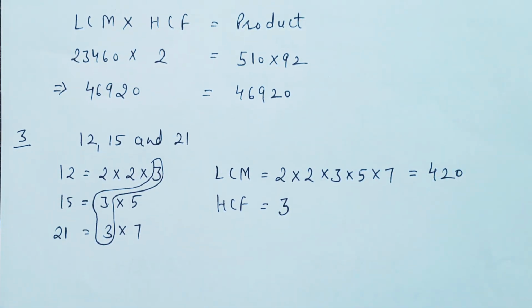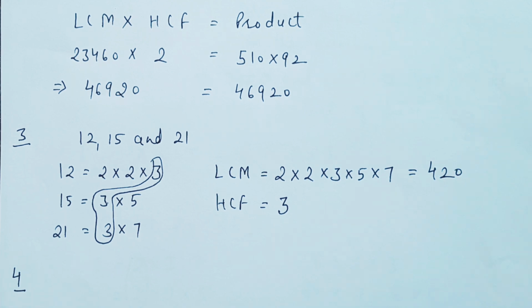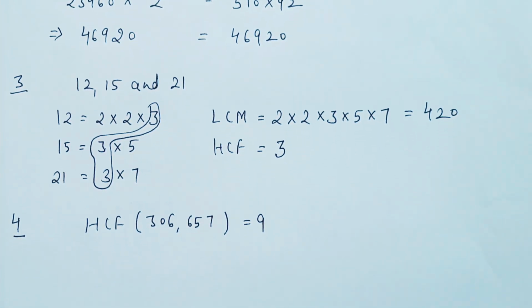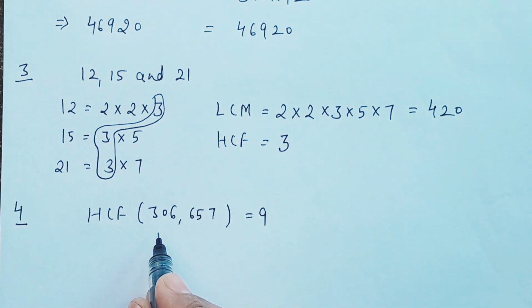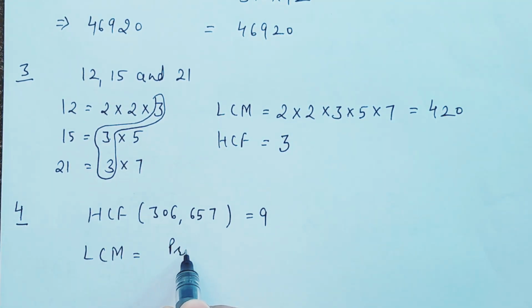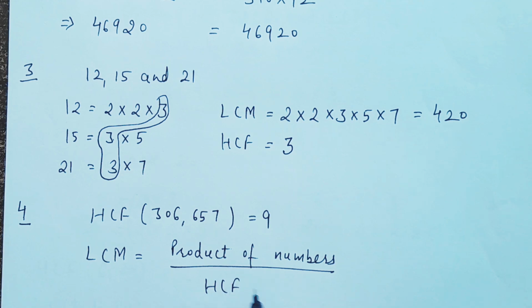Now we will do NCERT question number 4. In this we will use the result that LCM multiply HCF is equal to the product of the numbers. So question number 4: HCF of 2 numbers is given. Numbers are 306 and 657. HCF of these numbers is given to be 9 and we have to find their LCM. So first we will apply the result. To find the LCM, we need to divide the product of numbers by the HCF of the numbers.